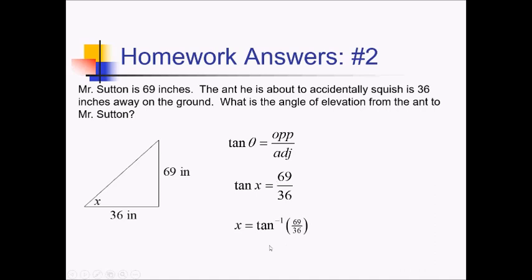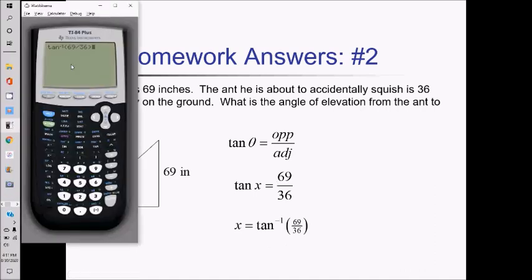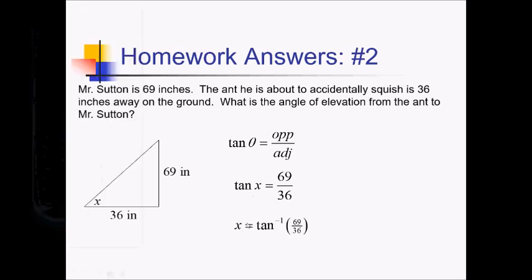And for that, I need the calculator. So here we are on my calculator. I did second tan to get tan inverse, and then 69 over 36, enter. That gives me 62.4 degrees for that angle of elevation.